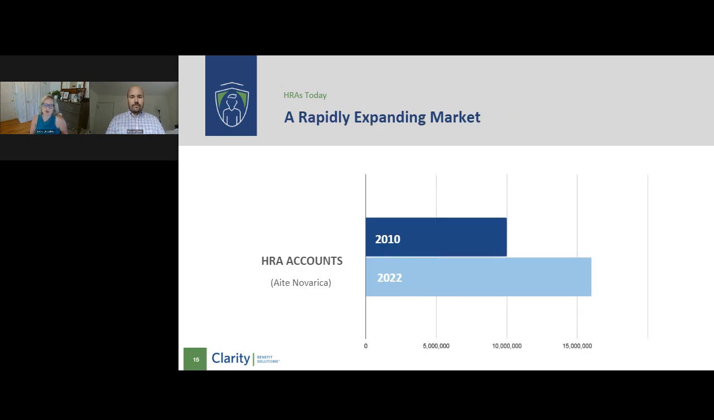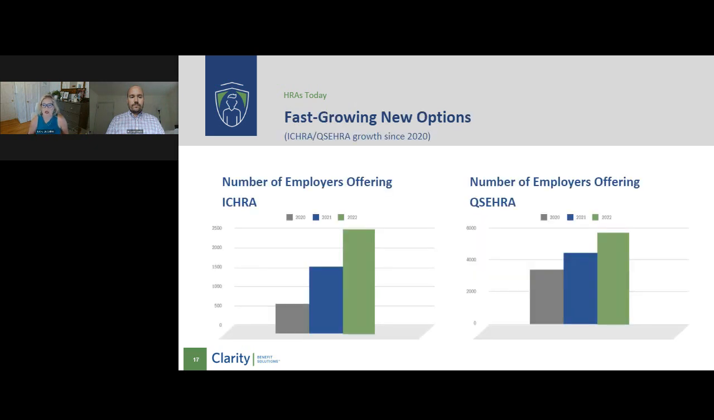However, it is important to realize that HRAs are a rapidly expanding market. In 2010, there were about 10 million HRAs, and in 2022, that's grown to 16 million HRAs, which is a 60% increase. And the more recent options of standalone HRAs like ICHRAs and QSEHRAs are growing even faster. Since 2020, ICHRAs have grown by nearly 350% and QSEHRAs by 70%. That's according to the HRA Council.